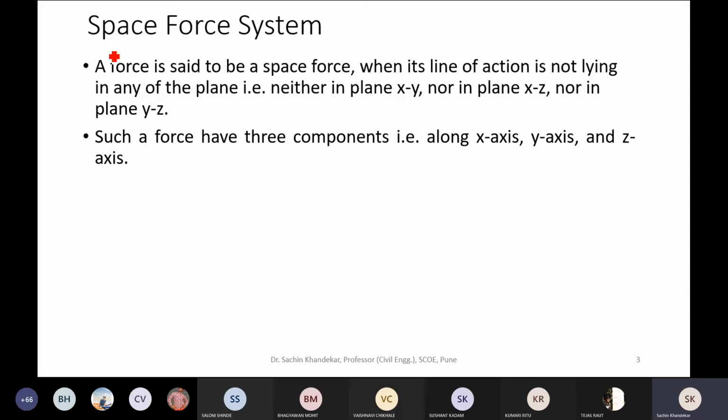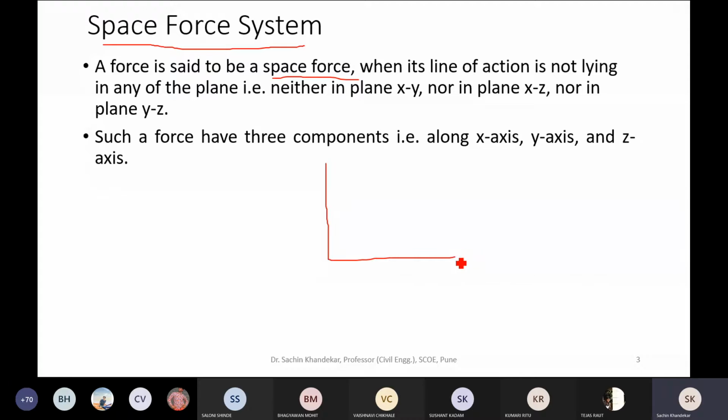So, space force system. First of all, what do you mean by a space force, in short? A force is said to be a space force when its line of action is not lying in any of the planes, that is, neither in the xy plane, nor in the xz plane, nor in the yz plane. So we know that.